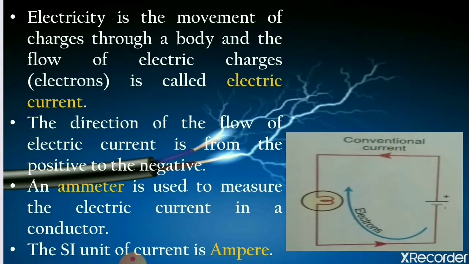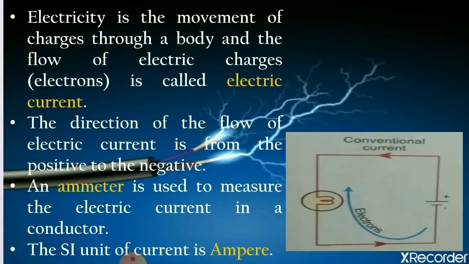So in this chapter, first we will see what is electricity, means what is electric current, then we will study about electric circuits also, and then we will study about types of circuits, means series circuits and parallel circuits. And after that, we will study the effects of electric current, in which we will study the heating effect and magnetic effect. These two effects we will study in this class only. In our next videos, two more effects are there, that is chemical effect and mechanical effect. These two effects we will study in higher classes.